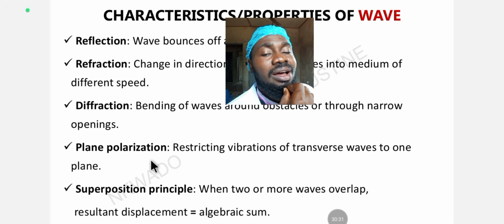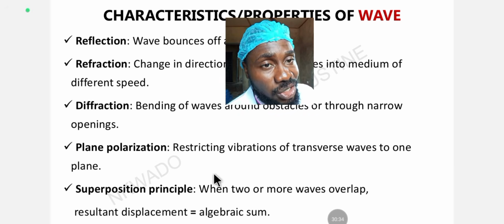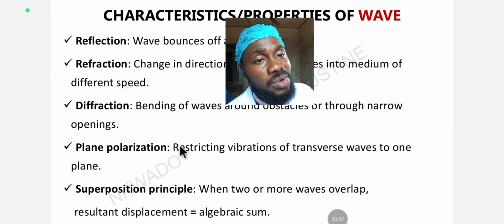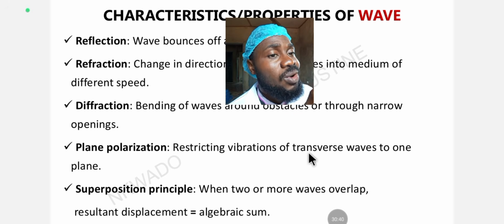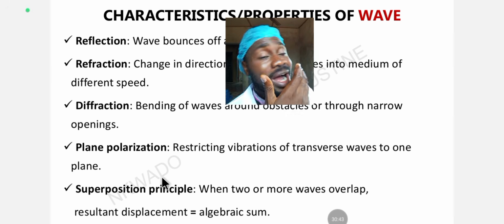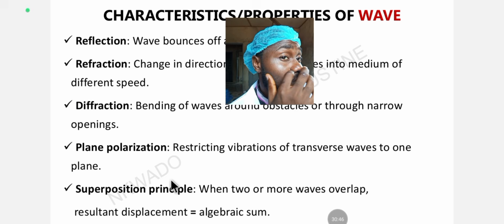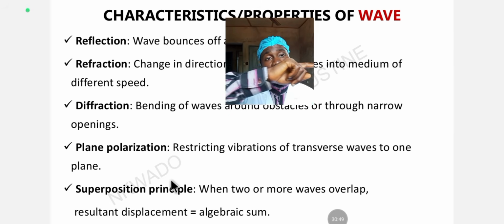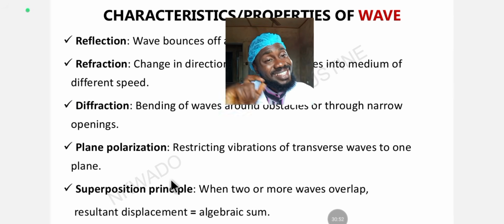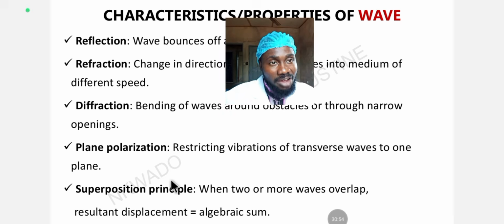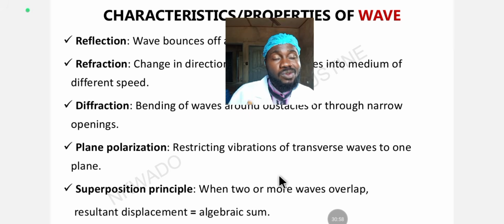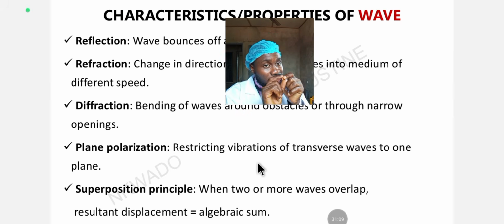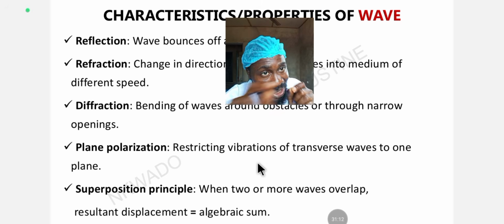That's diffraction for you. Let's look at plane polarization, or polarization. This is a characteristic of waves. It means restricting the vibration of a transverse wave to one plane. You know what a transverse wave is now? The one that travels perpendicular like this. So when you restrict the particle vibration of a transverse wave, you restrict it to only one plane. That's why it's called plane polarized. You polarize it, you make it vibrate in only one plane.